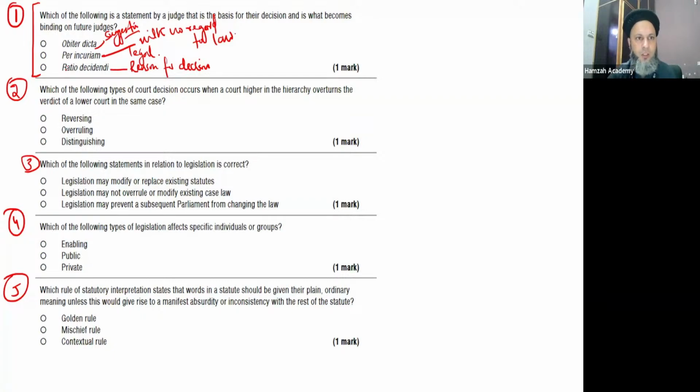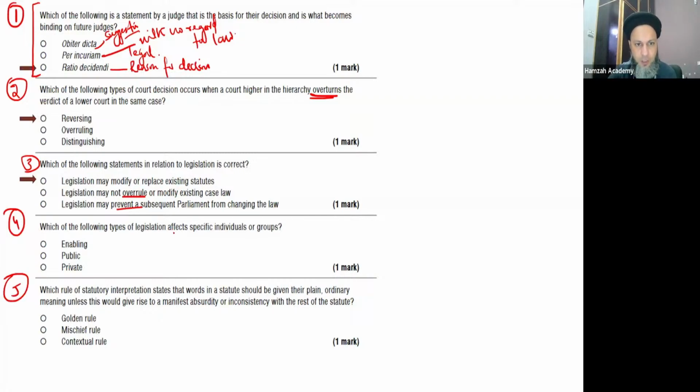Okay. So the first one, yes, ratio decidendi. The second one would be reversing. Which of the four types is where a court higher in the hierarchy overturns the verdict of the lower court? Overturn means reverses, so that is reversing. Which of the following statements about legislation is correct? May modify. Okay. Legislation may not overrule, but modify, it can. Legislation cannot prevent a subsequent parliament from changing the law. Any law that is made can be changed.